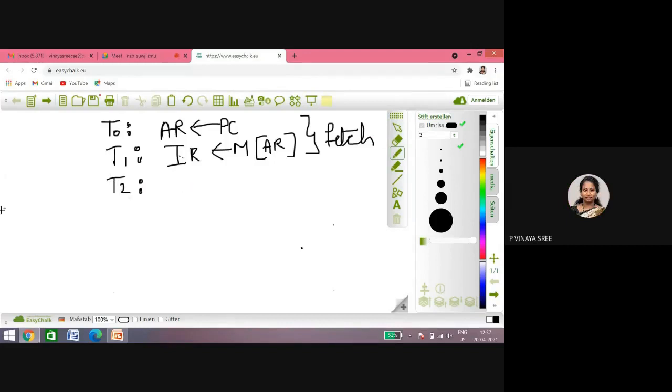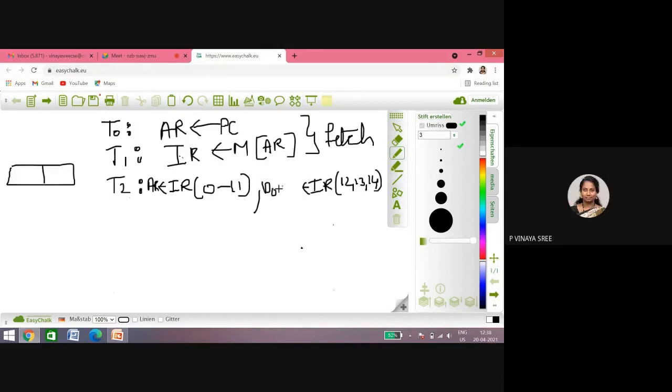Decoding means you must know the instruction format. IR of 0 to 11 will have what? The address. That address must be placed in AR. Next, IR of how many bits, ma? 3 bits. 12, 13, 14 must be decoded, and you will be getting how many outputs? 8 outputs, D0, D1 until D7.